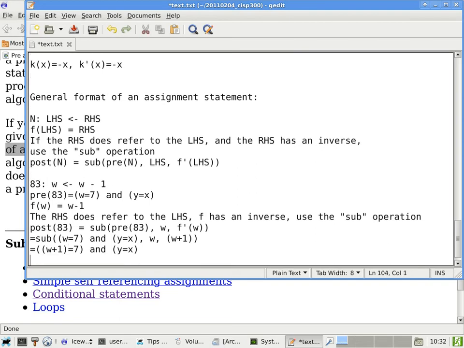Everything after this is just simplification. How can I simplify w plus 1 equals 7? W equals 6. W equals 6. And the other part, nothing to do about it. That's the answer. Are we doing okay so far?